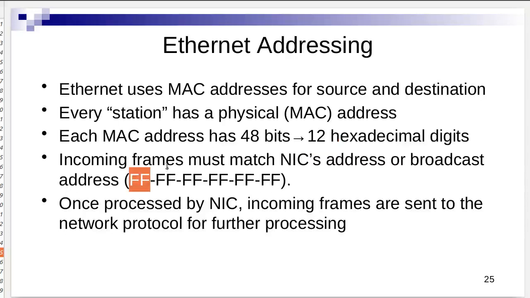So once a frame is processed by a NIC, you open the frame up and you get the packet that's inside the incoming frame, and you send it up to layers of software, and the next one up is the network protocol for further processing. We'll talk more about the layers and things later.